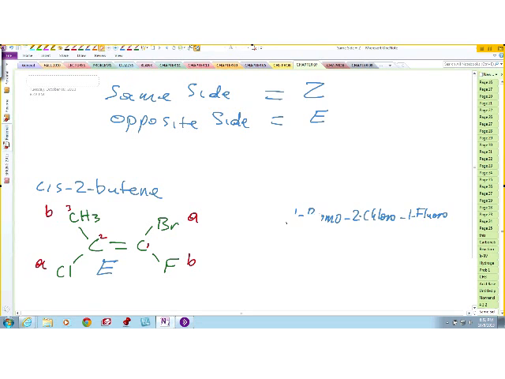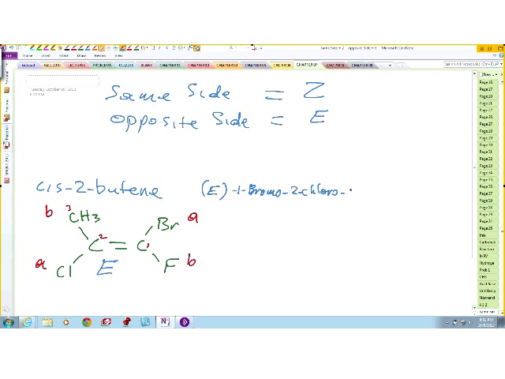So let me make some room for myself here and write it. So that becomes E-1-bromo-2-chloro-1-fluoro-propene. Okay.